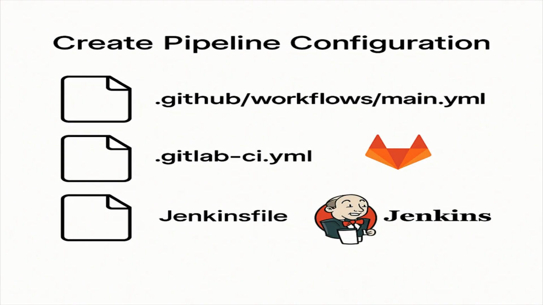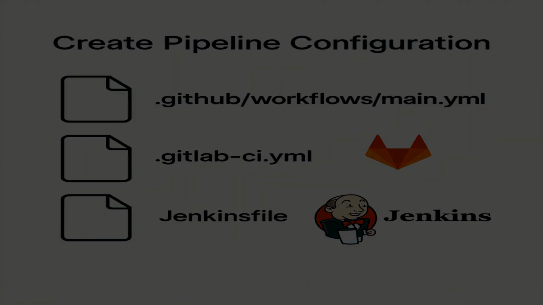Third step is to create pipeline configuration by using a config file in your repo root folder. For example, if CI/CD tool is a GitHub action, then main.yaml file. If CI/CD tool is a GitLab CI, then .gitlab-ci.yml. If CI/CD tool is Jenkins, then Jenkinsfile. You need to configure this file according to your CI/CD tool by defining stages like build, test, deploy, etc.